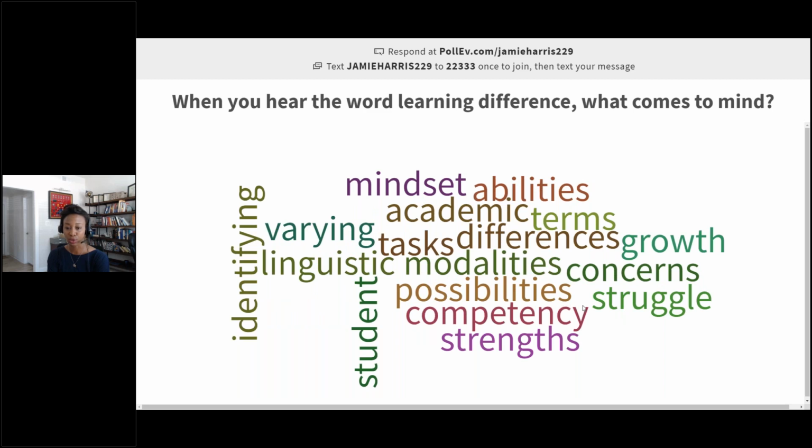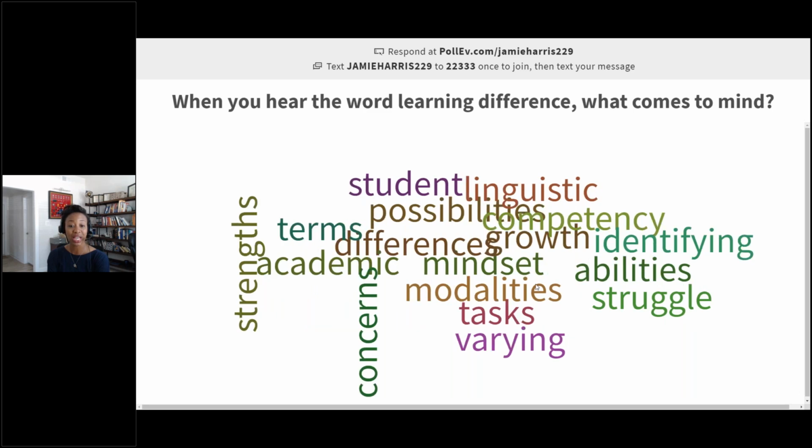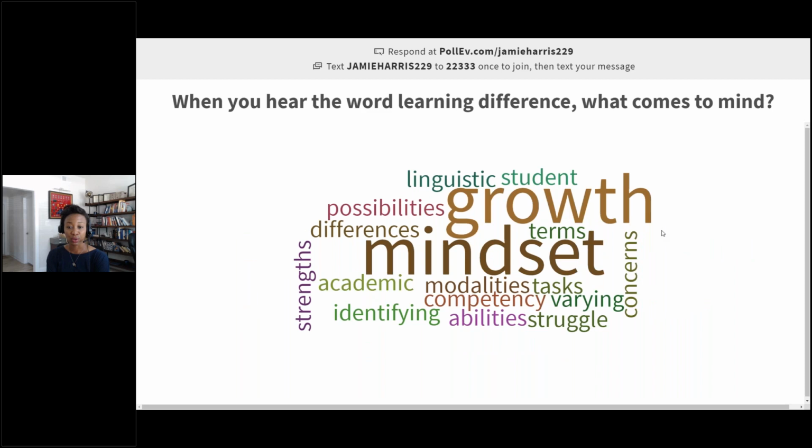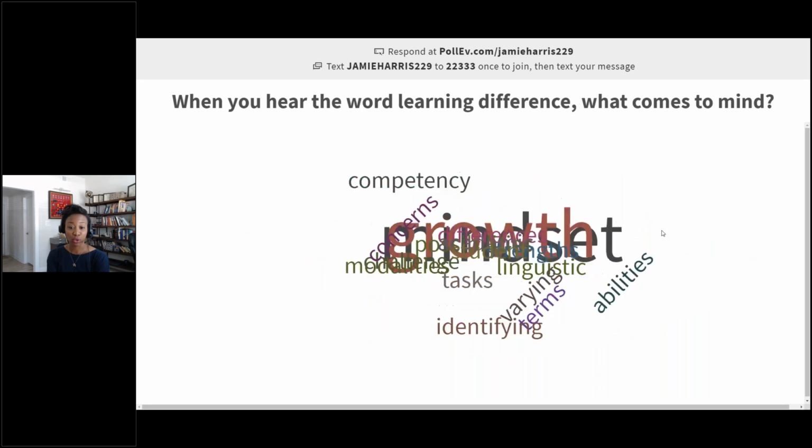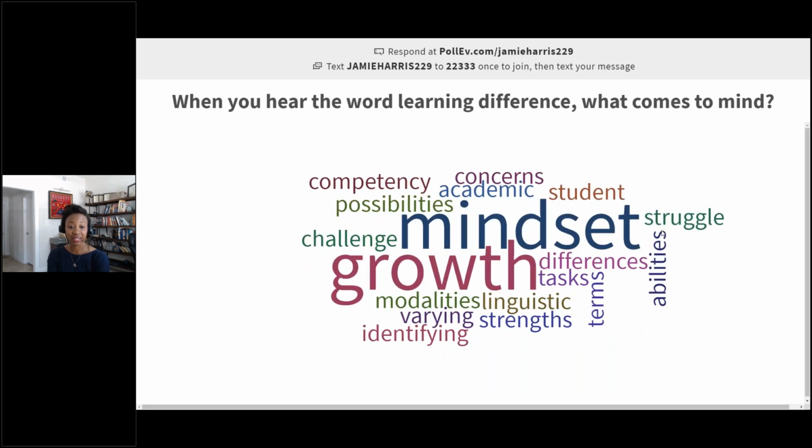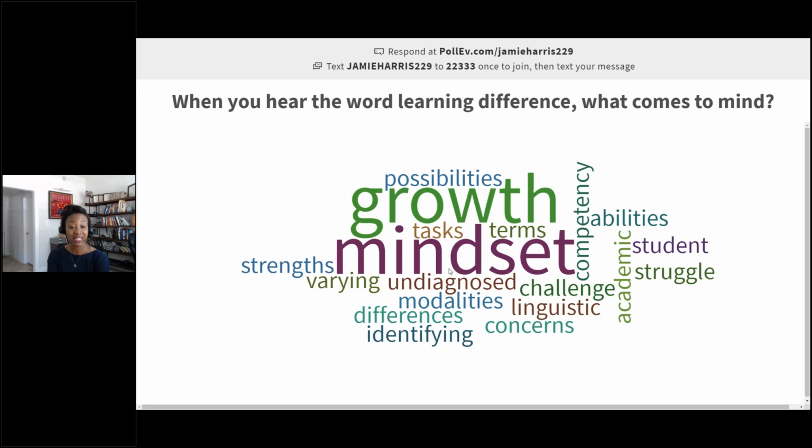And I see another word was added. Let me see. Modalities. Okay, so some people have added more growth, more mindset. Undiagnosed. That's a good word, especially in language learning. Terms, tasks.